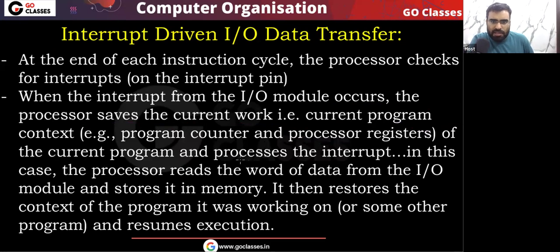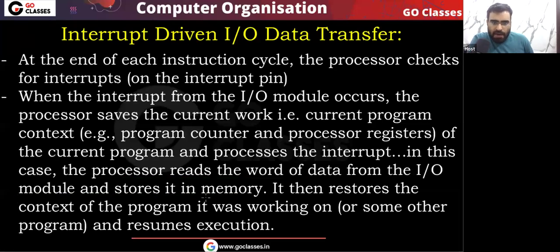Now after that we will process the interrupt. Process the interrupt, what does that mean? That means we will do the data transfer. The processor will read the data from the IO module. So data will go from IO module to processor register and then from processor register to main memory. So this is what the CPU will do. Remember, this task CPU will do. So CPU will do the data transfer.